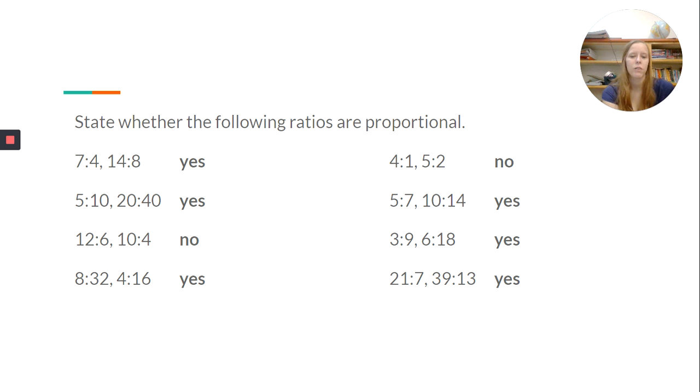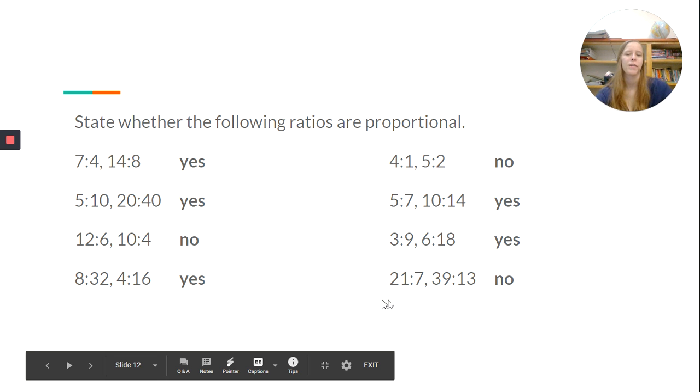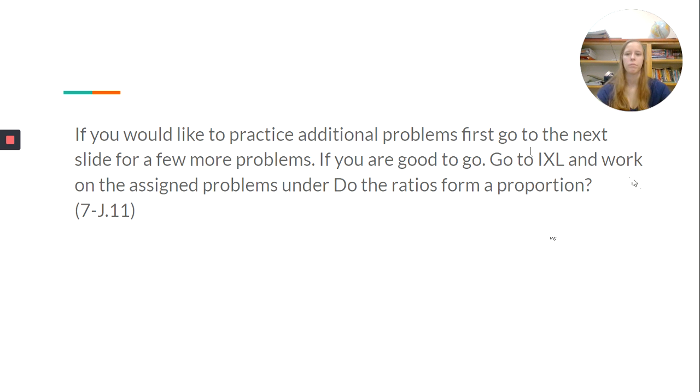And then the final one is also a proportional ratio because 21... Okay, the last one is also not proportional. So we had 5 proportional, 3 that were not.